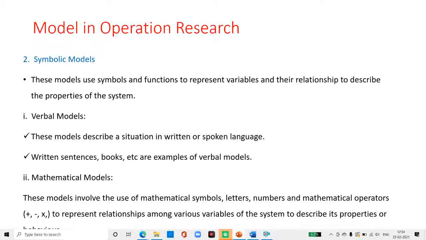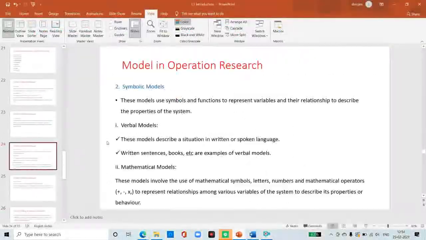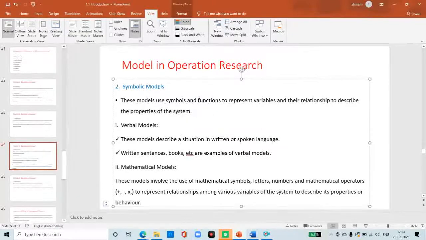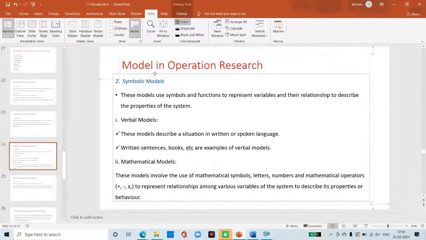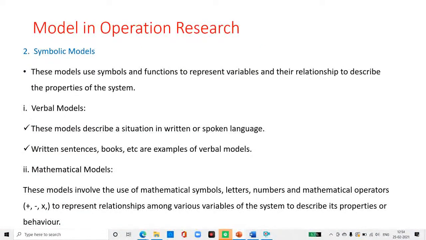These models are also used to represent relationships which can be represented in physical form. These symbolic models are categorized into two techniques, the verbal model and the mathematical model. A verbal model describes the situation in written or spoken language.